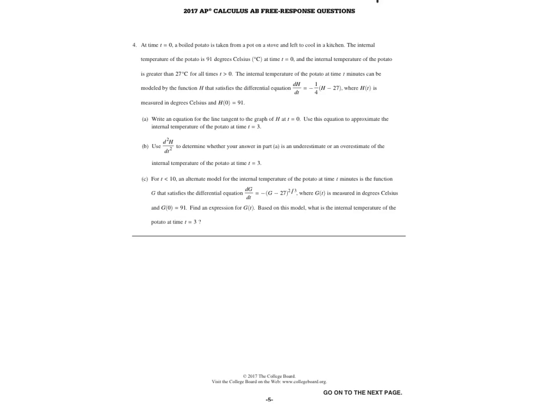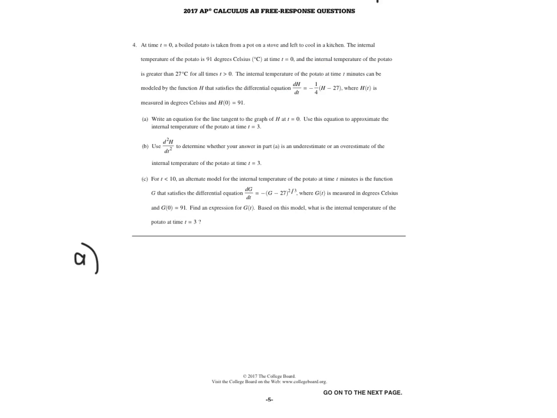So they're going to give us a really long paragraph that's up here, but I'm just going to go straight to the problem. Write an equation for the line tangent to the graph of h at t equals 0. So we want tangent at t equals 0. And then it asks us to do something else afterwards, so I'm going to come back to that question. But for part A, I need a tangent line for this differential equation.